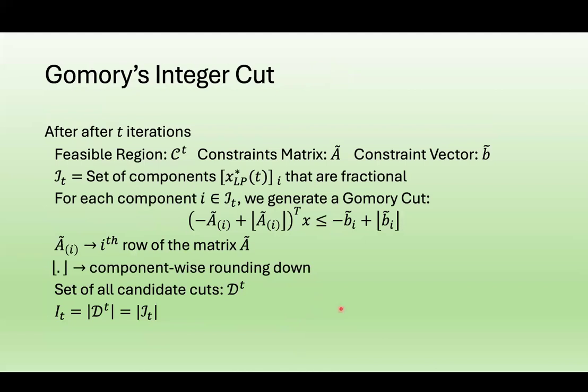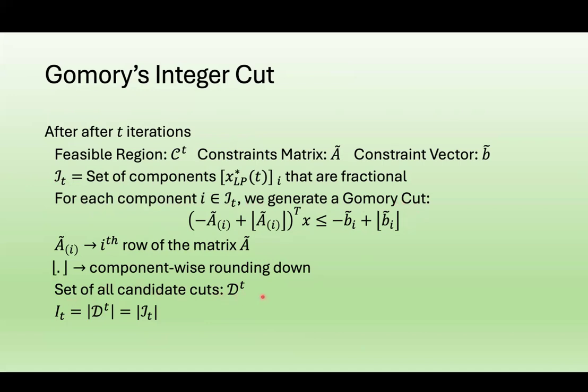Moving on to Gomory's integer cuts. After t iterations, let's say our feasible region is Ct, the constraint matrix has transformed to A tilde, and the constraint vector has become b tilde. It is basically the set of components of x_LP star t, i, that are fractional, which basically means all the decision variables which achieve fractional values on solving the LP will be contained in this set It. Now for each component in It, we generate a Gomory cut.